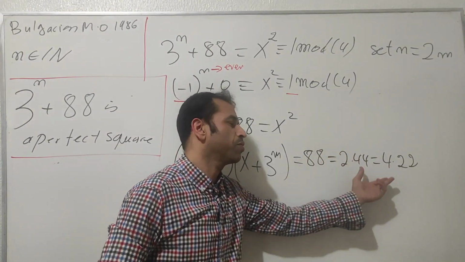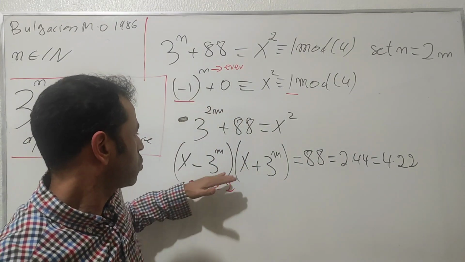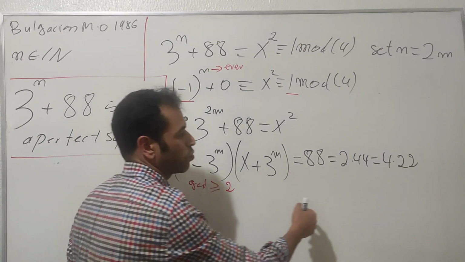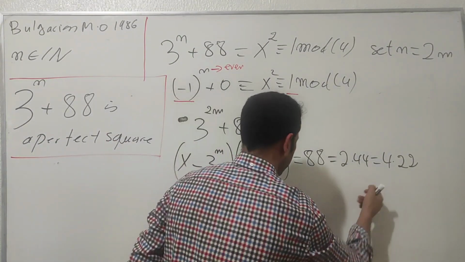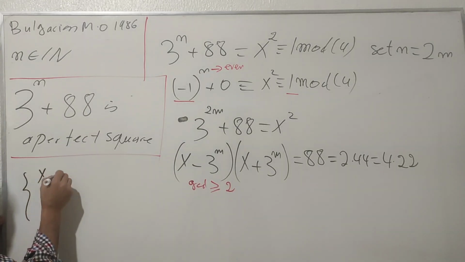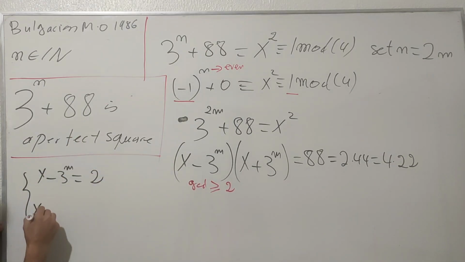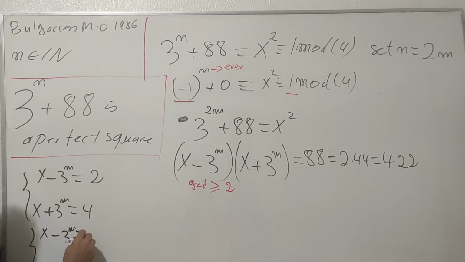This is the only two possibilities that we have because even must take even. Okay, so the small term is going to take the small value, and the big term is going to take the big value. So we'll have two possibilities. Let's transfer this into an equation system. I get x minus 3 to the m. First possibility, I'm going to take this one as the number 2, and the second one is going to take 44. For the second equation system, I get x minus 3 to the m equals 4, and the second equation is going to take 22.